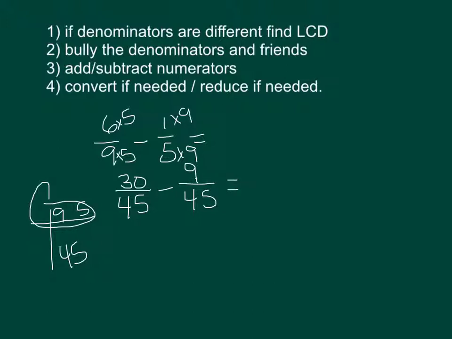30 subtract 9 is 21. The denominator stays the same. Step 3, convert if you need to. No, that number's smaller than that one, so my snowman is fine. It's a proper fraction. Reduce if you need to.